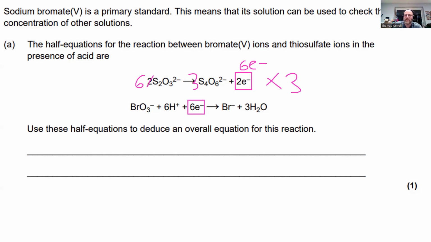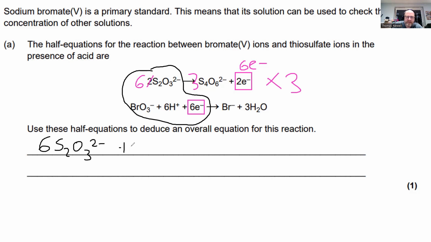Now I'm ready to bring them down. It would have been a bit more complicated if I'd brought them down like I was intending to straight away. So now let's bring the reactants down. I've got 6 S2O3 2-, plus bromate BrO3-, plus 6H+. Now I'm not going to bother writing the electrons because we've made them 6 each, so you know they're cancelling and you don't need to write the electrons. Let's write all the products. I've got 3 S4O6 2-, and I've got Br-, and I've got 3 H2O.